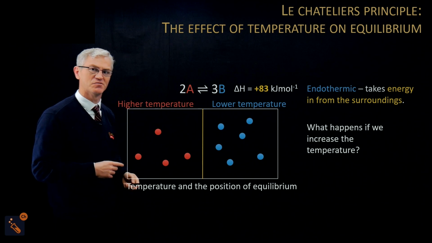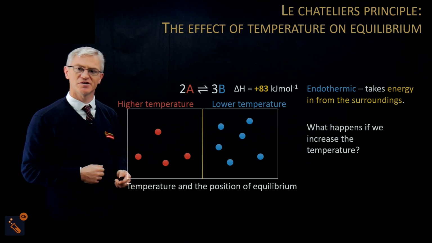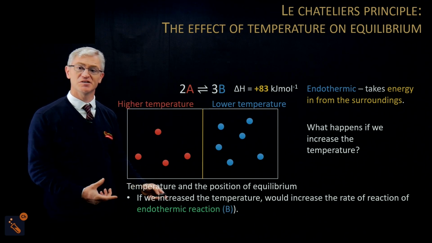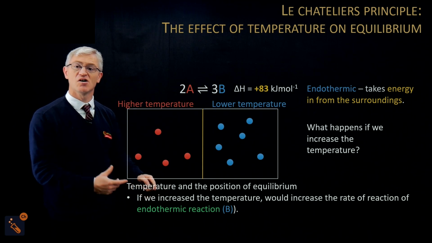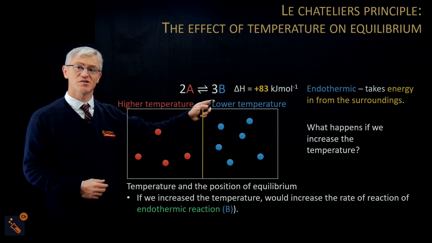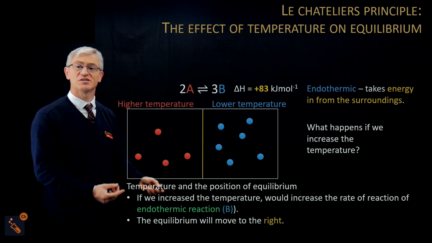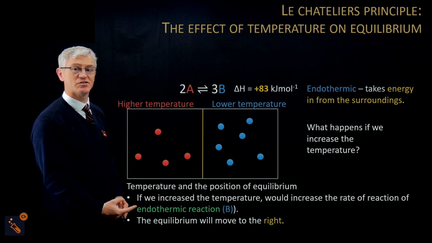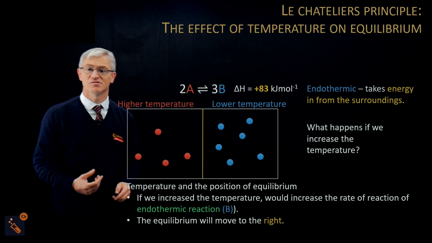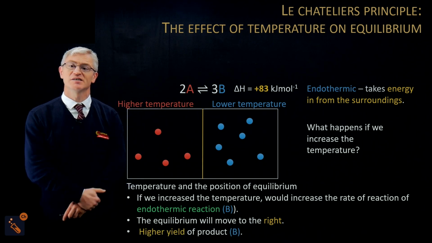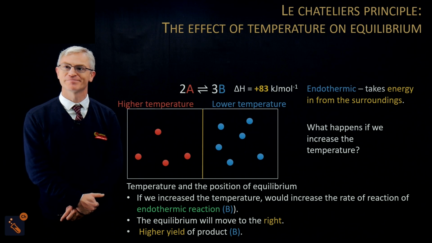Well, let's go back to this one. So it's endothermic in the forward direction. Okay, so if we increase the temperature, it would increase the rate of reaction of the endothermic direction, which is that one, in the forward direction. Equilibrium will move to the right. The really important things you write are it follows the endothermic direction and it goes to the right, which will eventually make your yield of product go up.